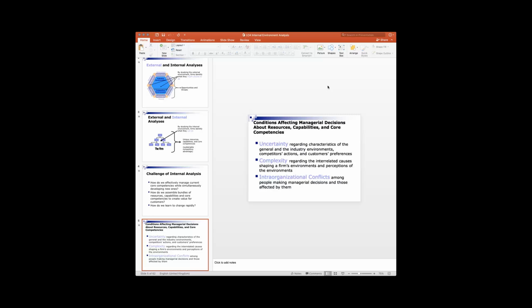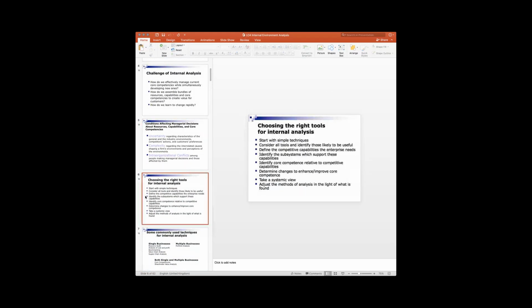We look at complexity. Complexity would typically be classed as causes or issues which are related to the internal workings of the organization, and they will be looked at in a bit more detail in the subsequent slides. And then we also look at intra. Intra means within the company, intra-organizational conflicts, which could happen when different people or different managers are trying to make decisions and how they affect their individual departments.